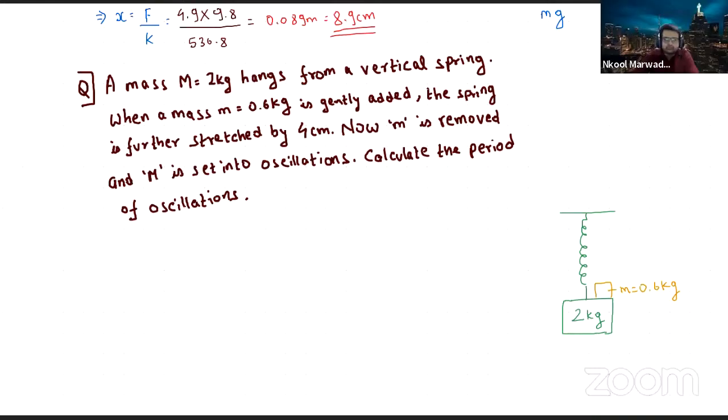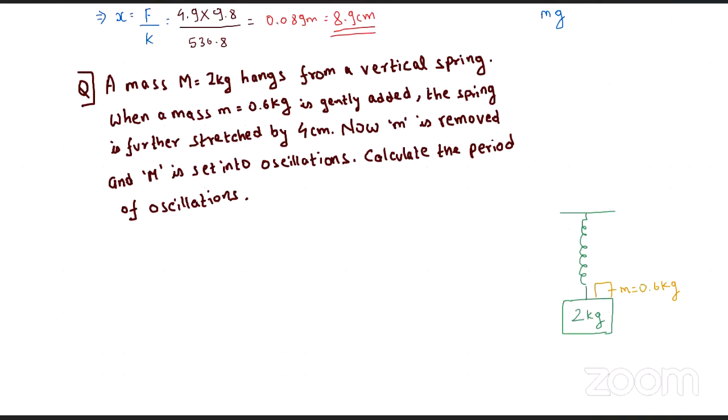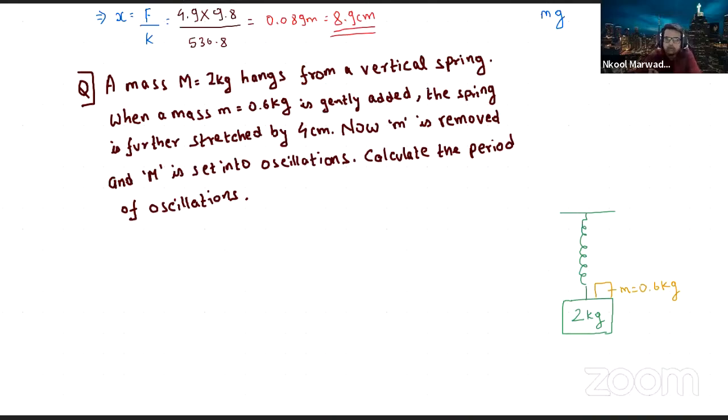So it is looking a bit complex, but it is very easy. First we do it with the combined weight, like we add them together, then we subtract. So now we have to see step by step. We have to do the first scenario.